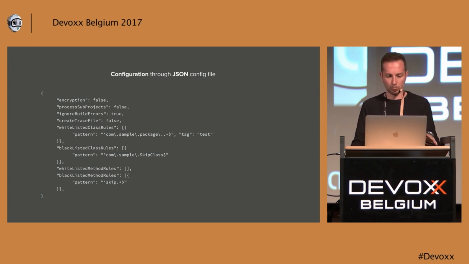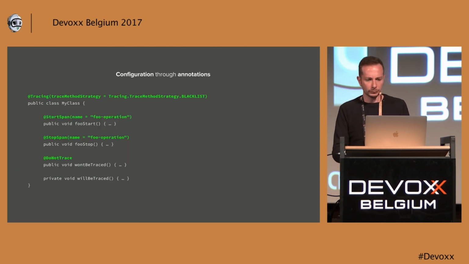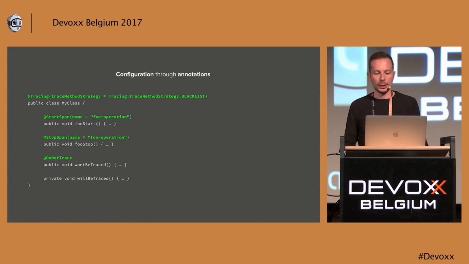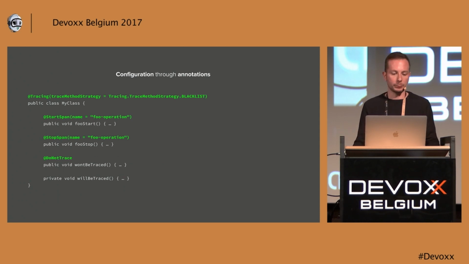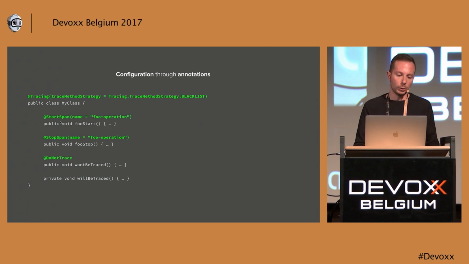The same concept is applied for blacklisting classes as well, because ideally you want to avoid tracing, for example, views on Android or code that has to be very performant. This is possible also through annotations. So same thing, we can define a tracing strategy that can be a blacklist or a whitelist, and we have this annotation here, do not trace, that will just tell the post-processing step to skip the method. And then we have these two other annotations, start span and stop span. This is basically a shortcut to automatically inject a manual span start and stop.